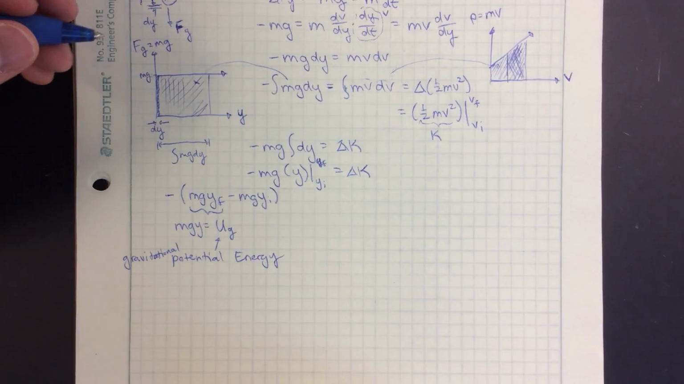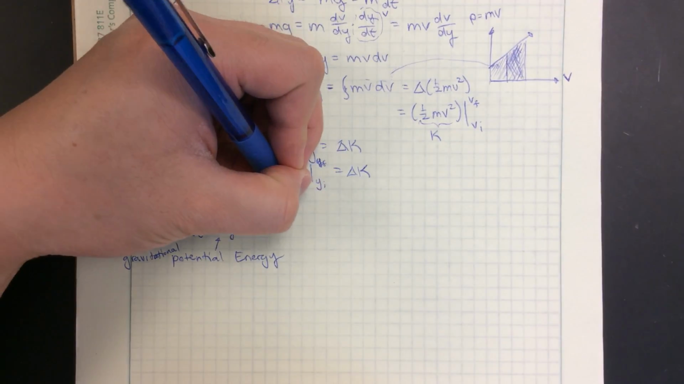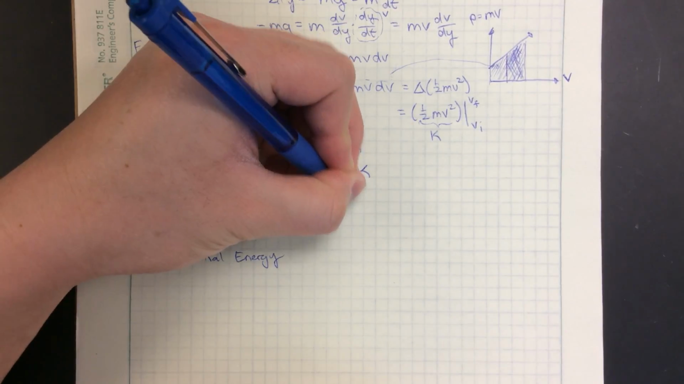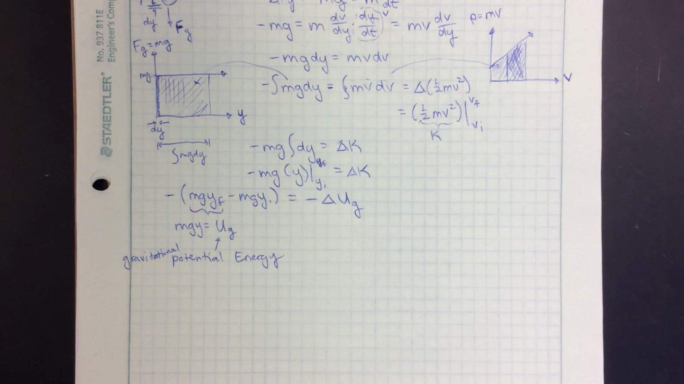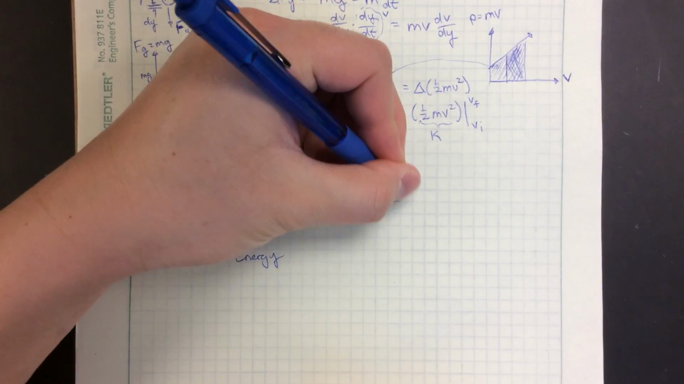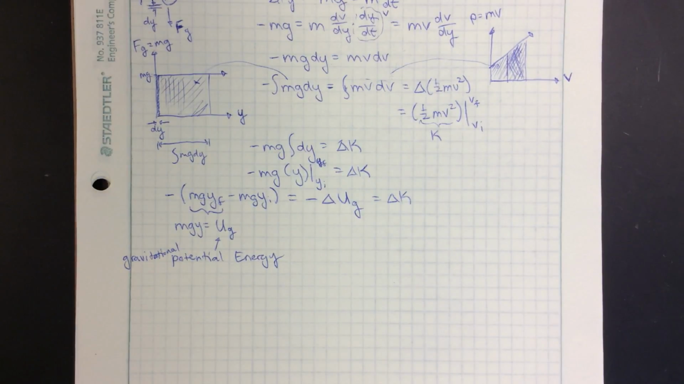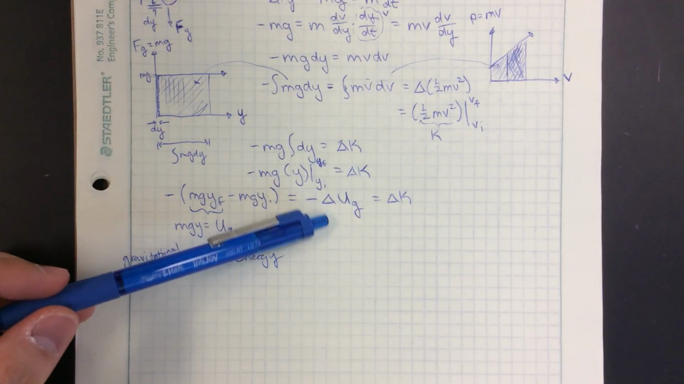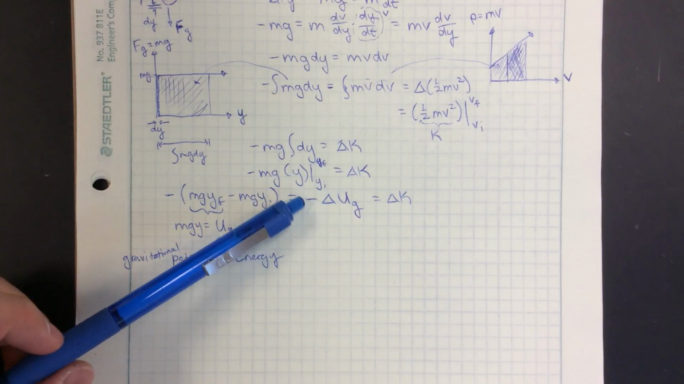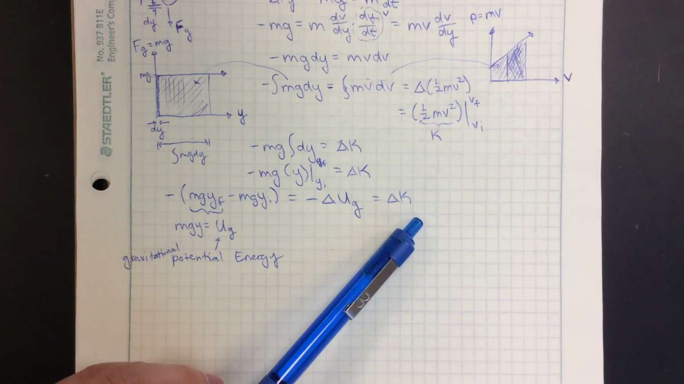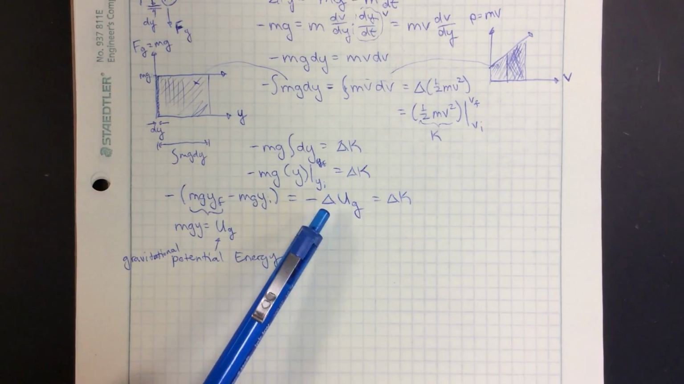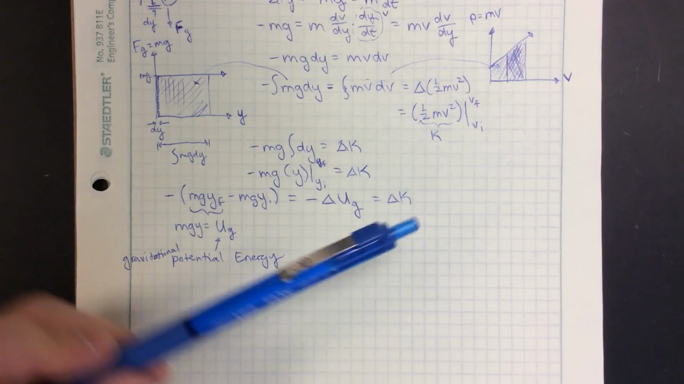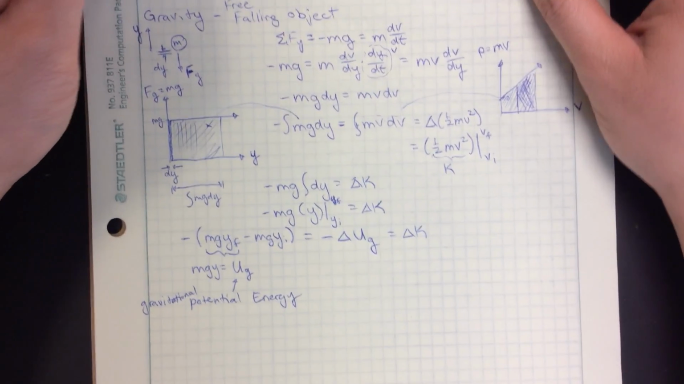So essentially what we have here is a negative change in gravitational potential energy, which is therefore equal to the change in kinetic energy. So you have to lose gravitational potential energy in order to gain kinetic energy. Or if you gain gravitational potential energy, you must lose kinetic energy. Let's think about how that looks.